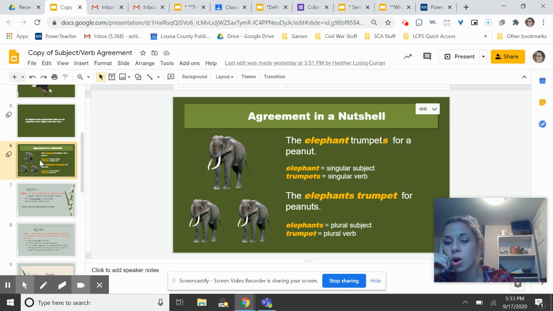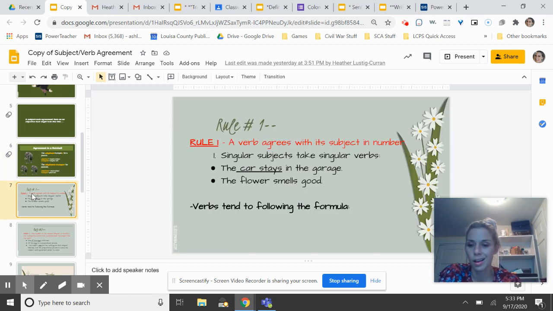But how do I know when I'm supposed to put an S at the end of a verb or some other conjugated form? All right, well, check it out. The elephants, two, right? Plural subject, is going to have the same verb, confusing, right? Trumpet without an S for a plural verb. So how do I figure that out? What is one to do? Well, let's check out rule number one.